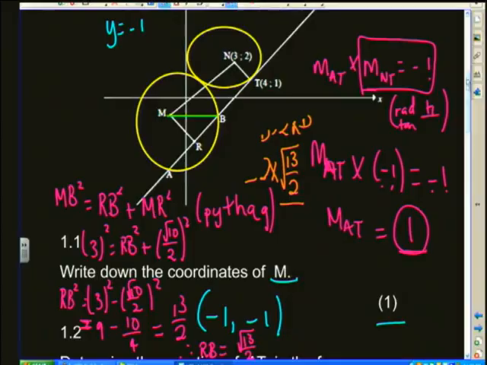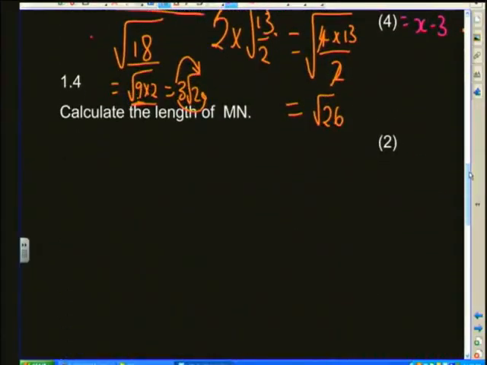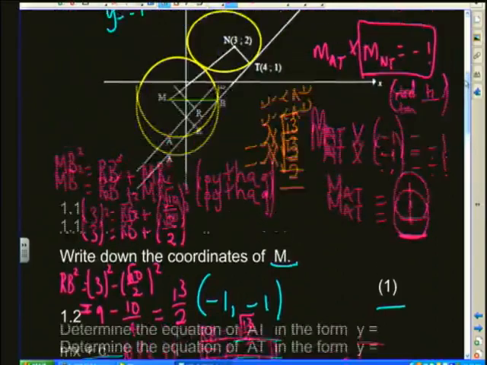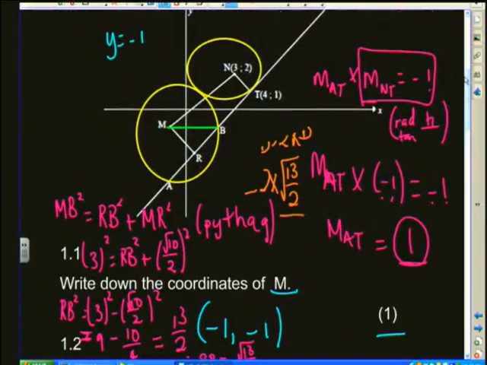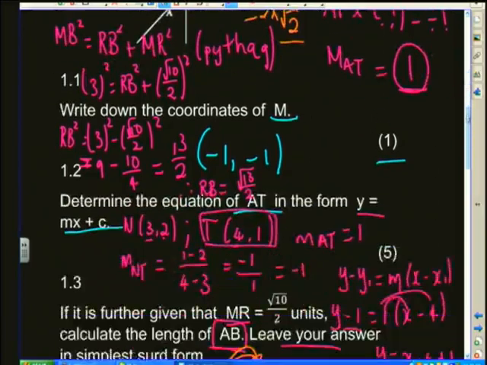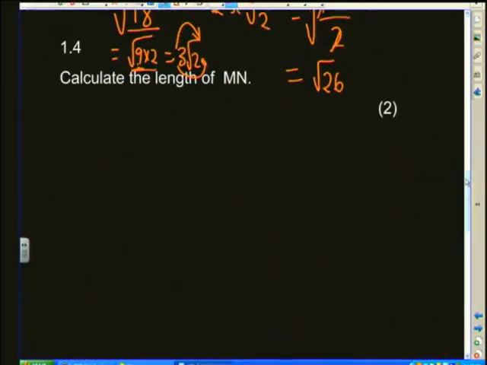Okay. So question 1.4 says, calculate the length of MN. If you have a look at MN, that's simply the distance between the two centers of the circles. Remember part 1, we answered the center of circle M was -1, -1. We know what N is. They gave that to us. So therefore, we can simply use the distance formula to work out that length. So M was -1, -1, and N was given as 3, 2.